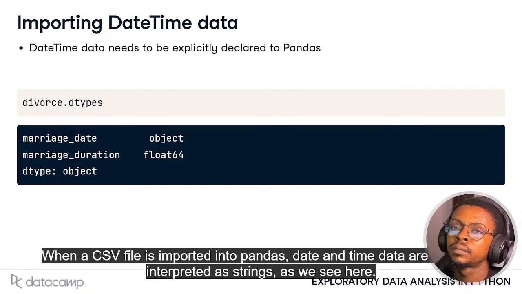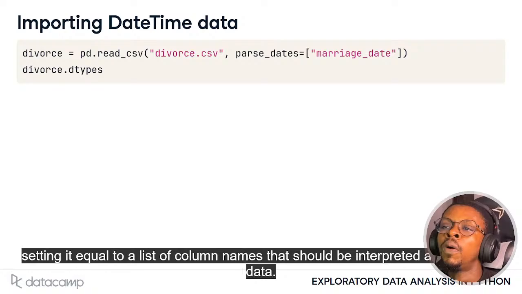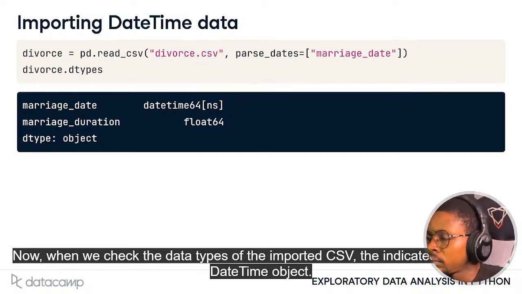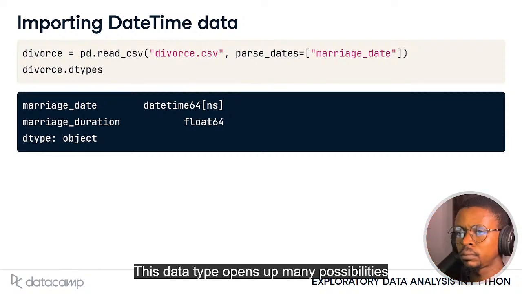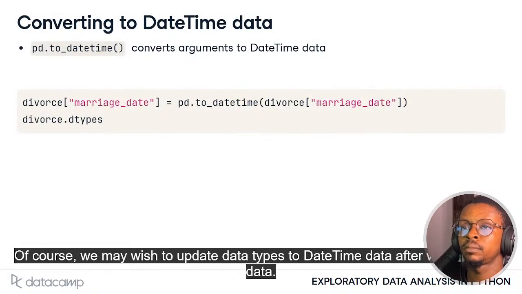Before we can look at potential patterns over time, we need to help pandas understand that data in a given column is in fact date or time data. When a CSV file is imported into pandas, date and time data are typically interpreted as strings. We can fix that by adding the parse_dates keyword argument to the CSV import and setting it equal to a list of column names that should be interpreted as datetime data. Now, when we check the data types, the indicated column is a datetime object. This opens up many possibilities for analysis, such as looking at patterns over years, months, or even days of the week.